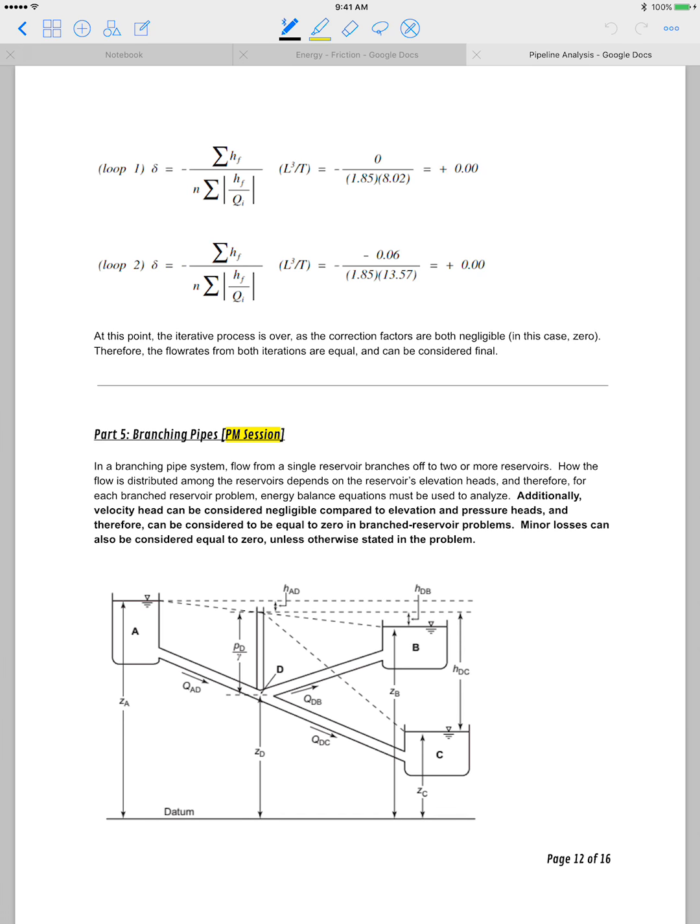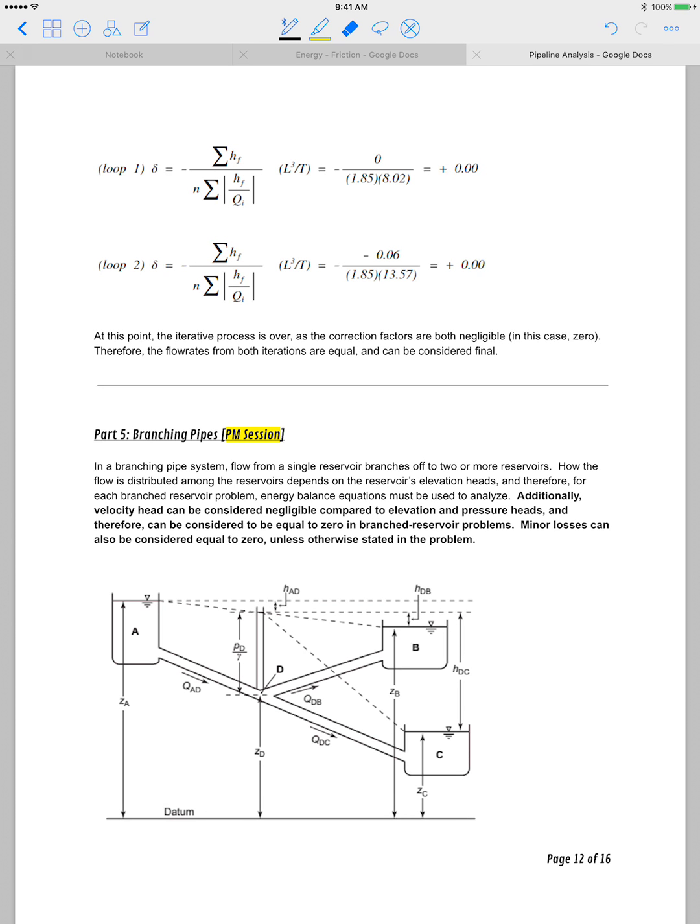Moving on, branching pipes is a problem that shows up in PM definitely, and could show up in a very simple form. The concept can be challenged or tested in the AM portion. But a branching system is essentially you have a reservoir feeding two with some sort of junction in between. Okay, and we're not looking at it with a pump. When we get to pumps, which will be another lesson in this series, we'll look at this with pumps in between the reservoirs. But right now we're looking at head getting the work done.